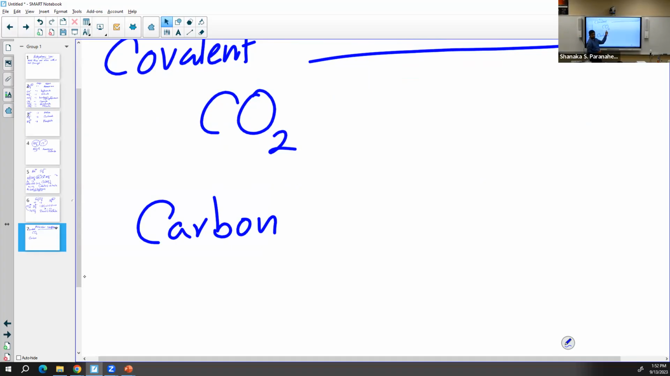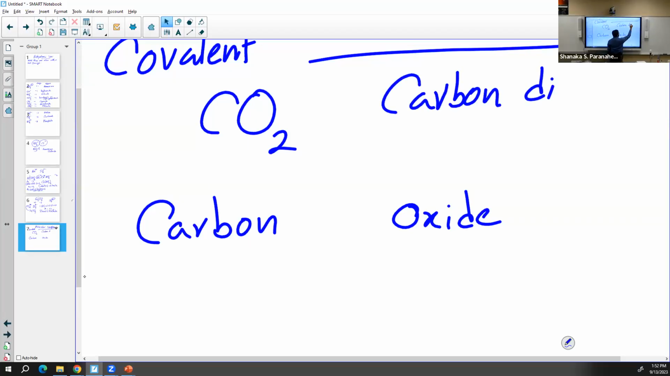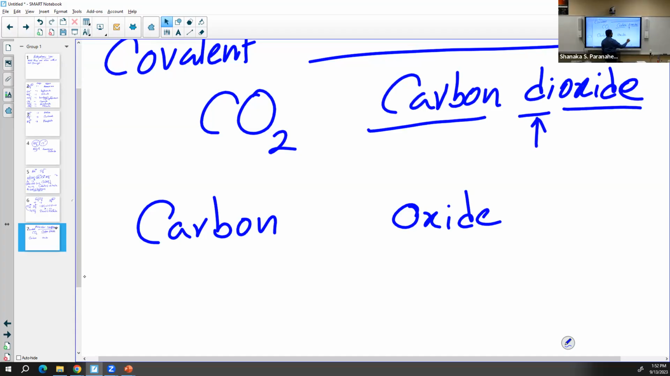Second nonmetal gets its stem plus ide, like ionic compounds. Oxygen becomes oxide. Okay, so this is the name, carbon dioxide. We have oxide, we have carbon, and we don't have this. So di means number of oxygen atoms in this molecule. So there's a prefix for number of atoms. If it is 2, then prefix is di. Carbon dioxide.